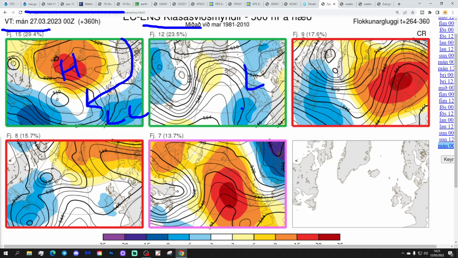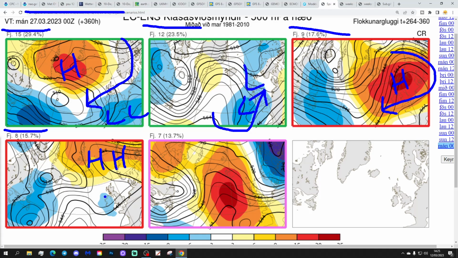12 with low pressure to the north and west, so quite unsettled, but that's a little bit on the milder side. 9 with high pressure somewhere around Scotland. That could be quite pleasant. Winds will be easterly, so probably quite chilly, particularly at night, but by day probably not too bad. 8 with high pressure again blocking to the north, and low pressure around Ireland. So that's going to be quite unsettled, of course.